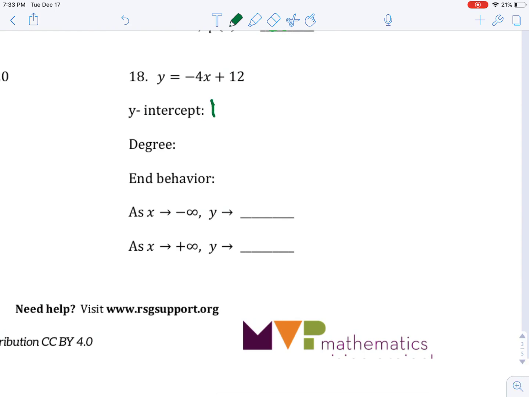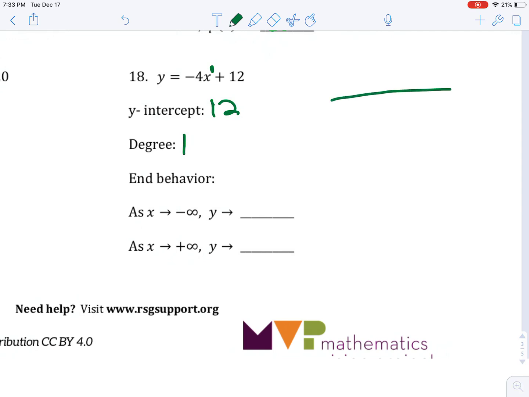This one, the y-intercept is 12. Our degree is 1. There's really a 1 there. I know we don't write it. That'd be really annoying to have to write it after every number we wrote. End behavior would be as x approaches negative infinity. Oh, actually, hold on just a second here.